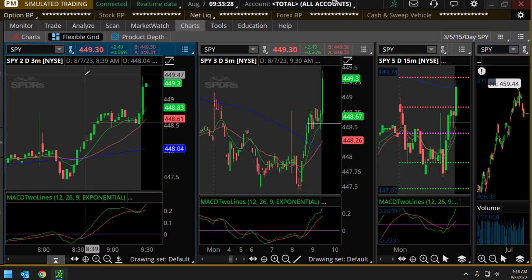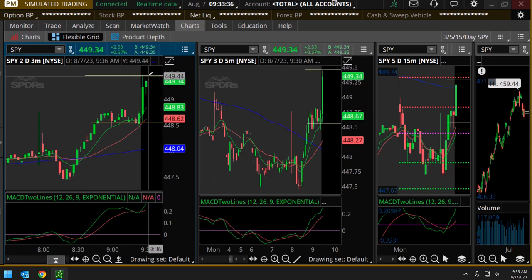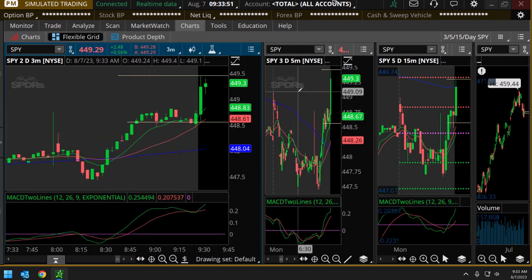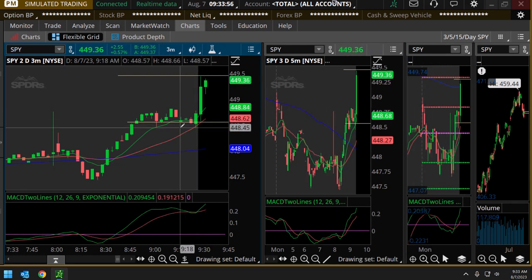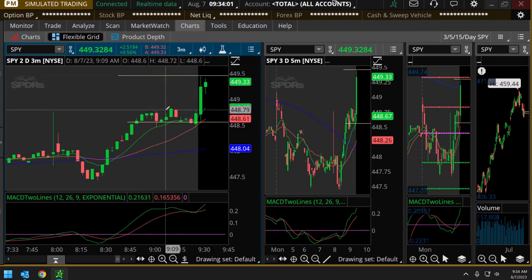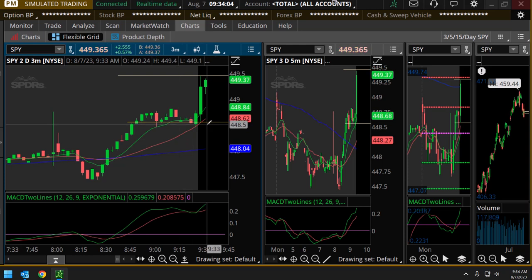And my resistance is going to be 449.46 here. So if we get a print above or below these two lines, that's going to be my trigger to go calls or puts. Let me shorten this up a little bit as well. So basically we're waiting for a print above this line or a print below this line, which is support.